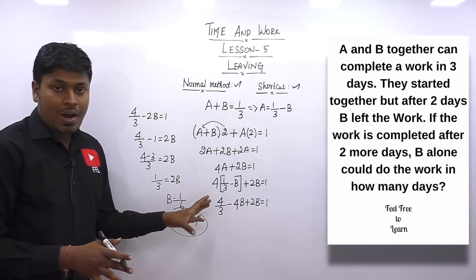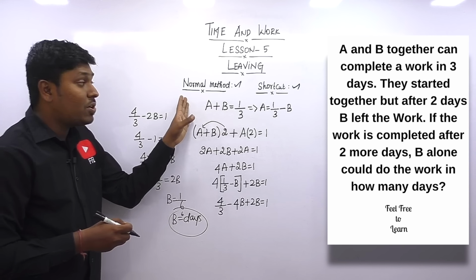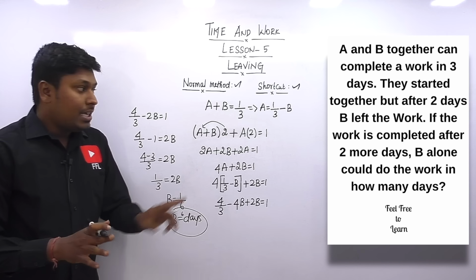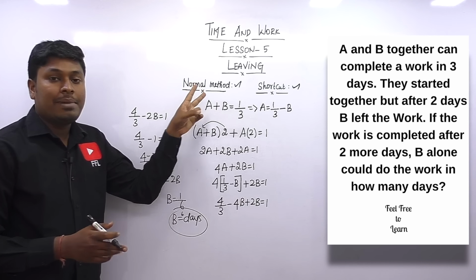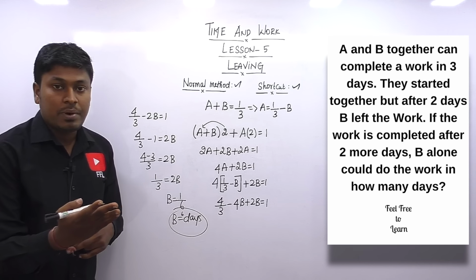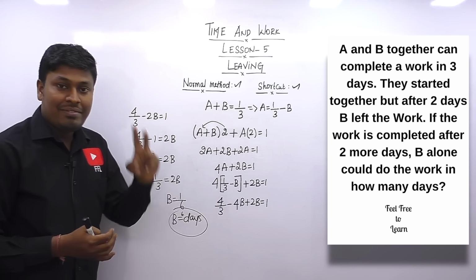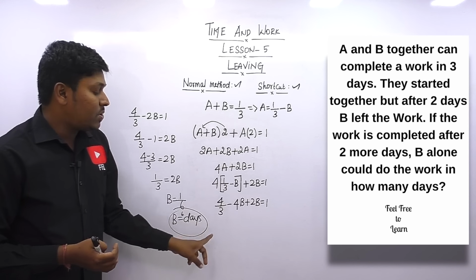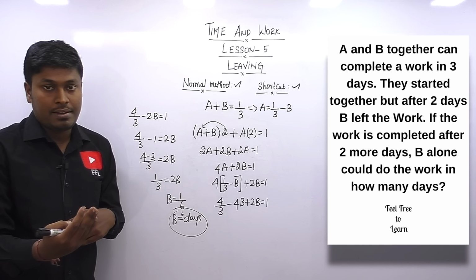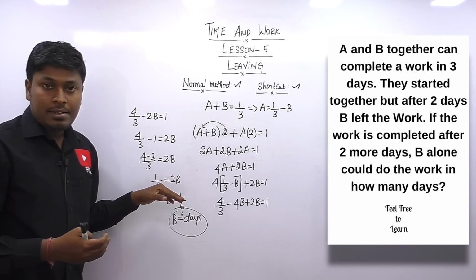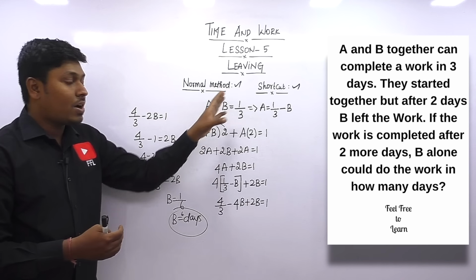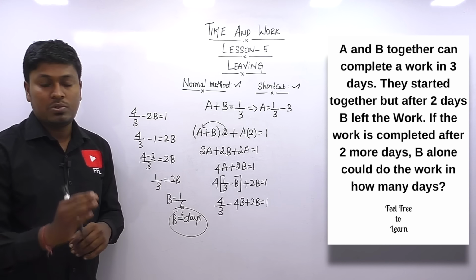When you use a shortcut, you feel that compared to the normal method, the shortcut is so lengthy. But listen carefully: if there are 2 persons, the normal method is so easy. But if there are 3 persons working, 4 persons working, the normal method is very, very difficult. By using this shortcut, you can easily solve the question if there are 4 or 5 persons working. So it seems lengthy, but if the number of working persons increases, the shortcut method will definitely help you to solve a question, right?